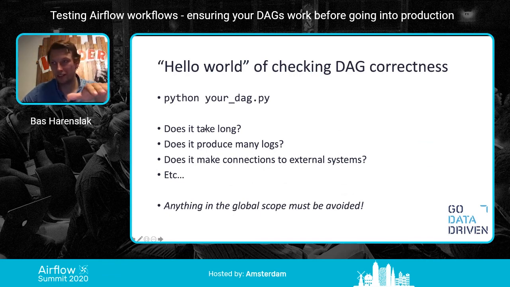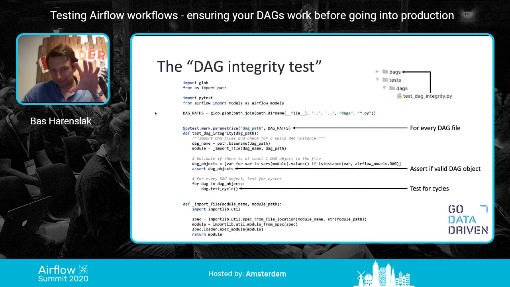The DAG integrity test does not check if your DAG takes long to load, but if you run your DAG yourself in Python and it takes a long time, it is a strong indication that something iffy is up and you should go fix it. And the last line, anything in the global scope must be avoided, I think is a very important pointer. For example, if you put a time.sleep in the global scope of your DAG, that should indicate something is wrong. But for now, this is the DAG integrity test.